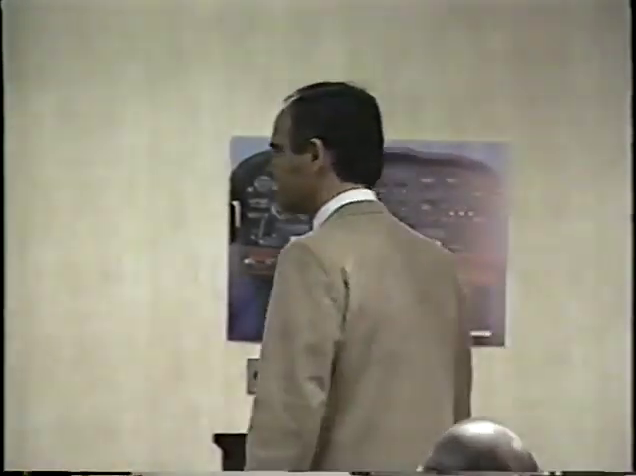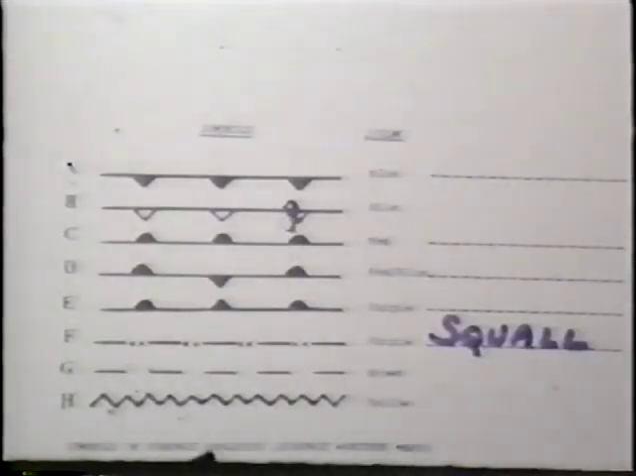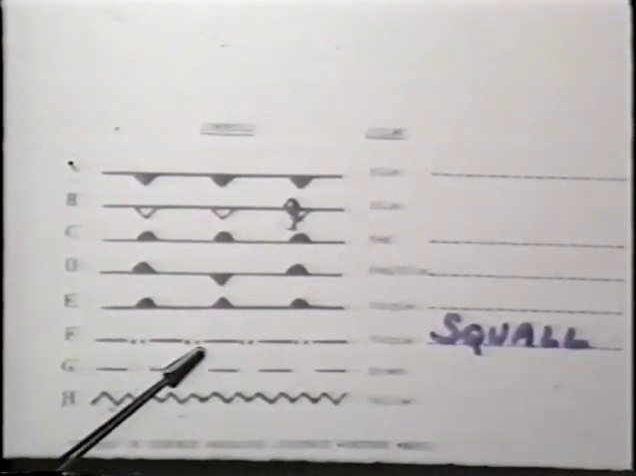Oh, okay. I mentioned to you about squall lines, and I told you that the squall line is found ahead of a cold front. So I just drew one in here ahead of a cold front. And it is defined as a solid line of cumulonimbus clouds.